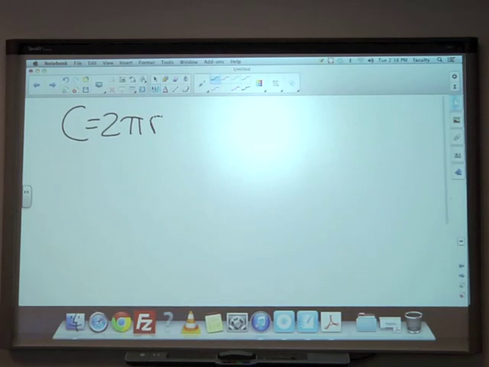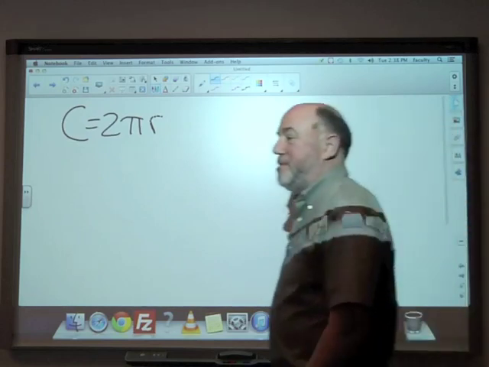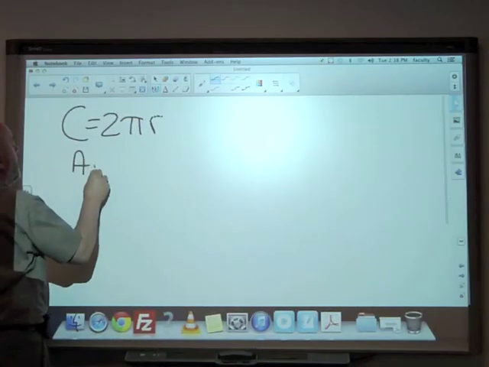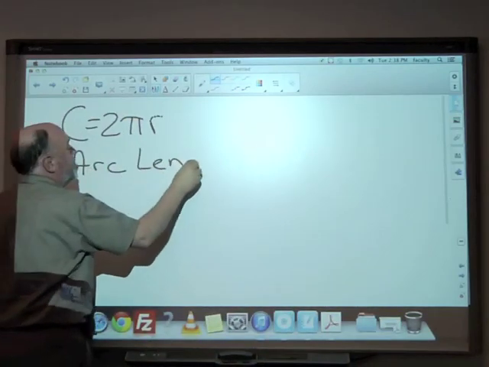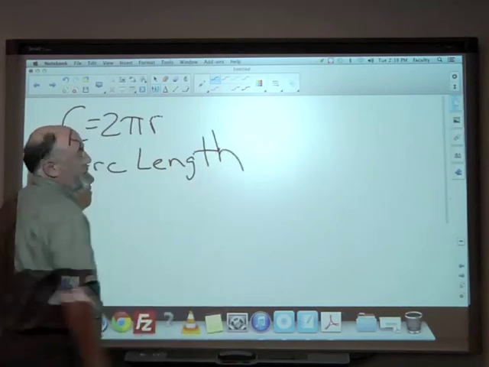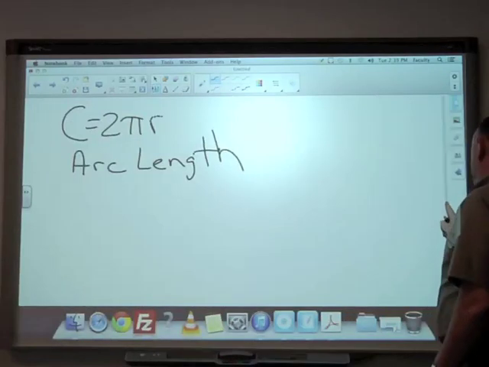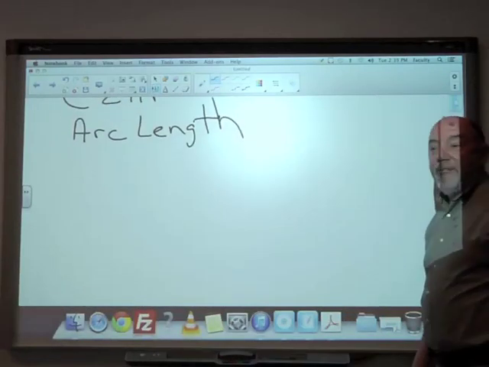Well, what does the 2 pi represent? One complete rotation all the way around the circle. 2 pi is 2 pi radians. It's all the way around. That's what that represents. So in terms of arc length, the circumference is a special arc length. It's the arc length when you go all the way around the circle.